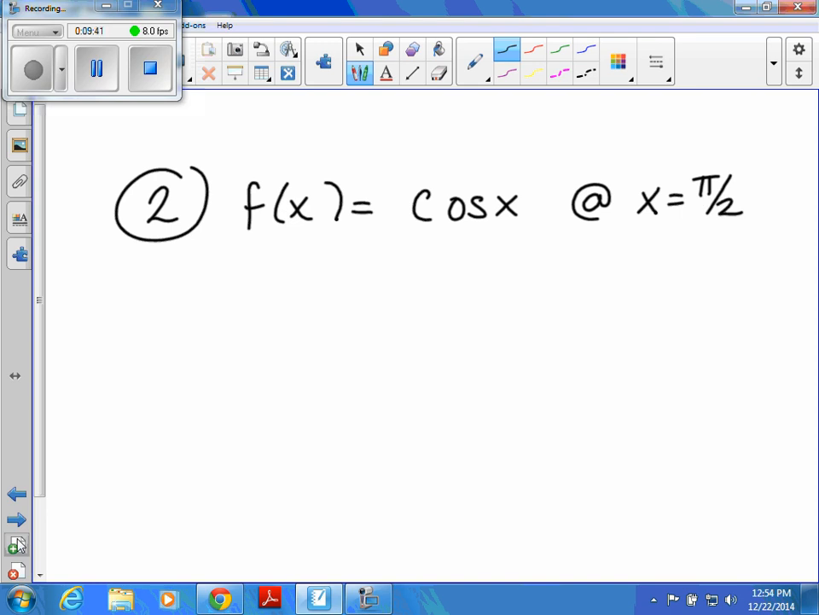I didn't do an accuracy though. I didn't check the accuracy. I just found the linearization. But we can come up with something if you want to. Find L of x. They want you to find the tangent line, basically, right?